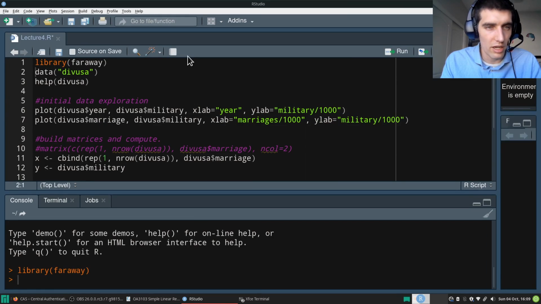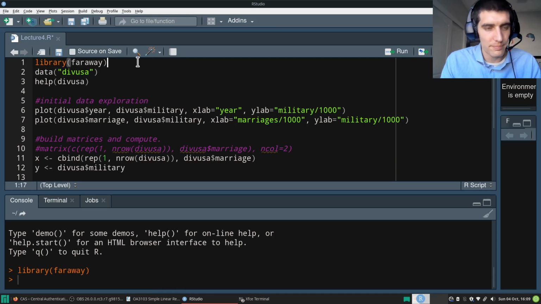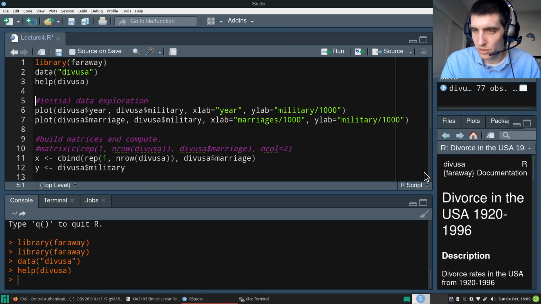So here I have the fairway package. I will mention that some people I find, especially those on Macs, sometimes find the fairway package will not install due to some Fortran issues linking your RStudio install with Fortran. Needless to say, if you have issues accessing this package, send me an email and I will get you the div.usa data in another format so you can follow along. But I'm going to load it up and just pull up the help menu really quick. So we'll just double check.